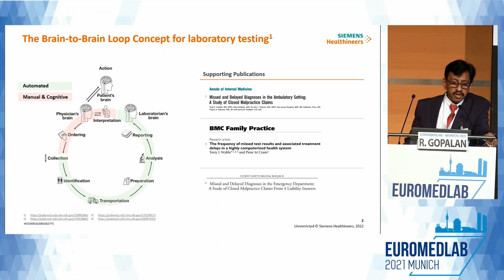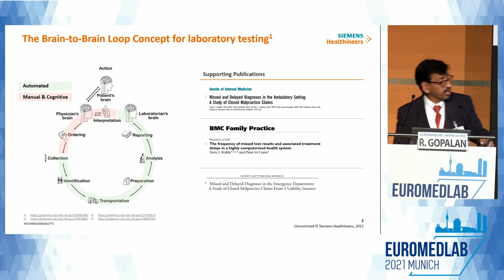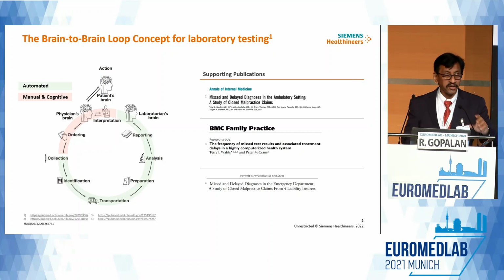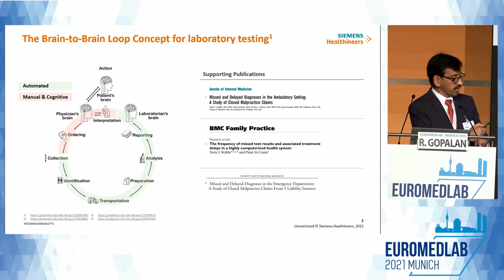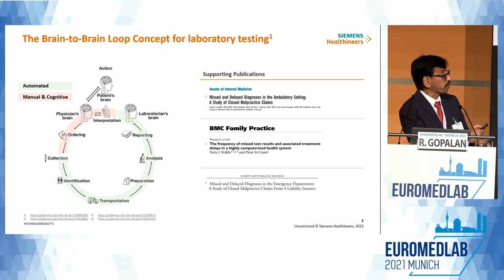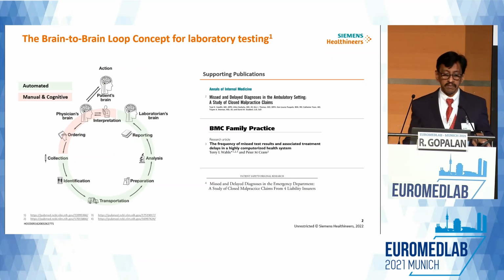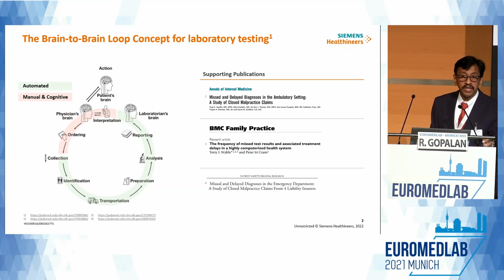This is a picture of a brain-to-brain loop concept. This was first proposed by Dr. Charles Lindbergh from Harvard University. The interesting thing is I usually like to move around the stage, but because I'm kind of stuck here, I'll try to do my best. See, in this circle, on the top side, there is the physician's brain, right? And at the end of the loop, there is a patient's brain. So in the brain-to-brain loop, you can divide that into two parts. One is the manual process, and the other one is the automated process.